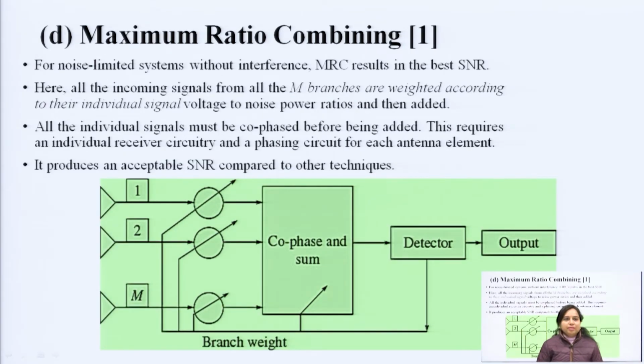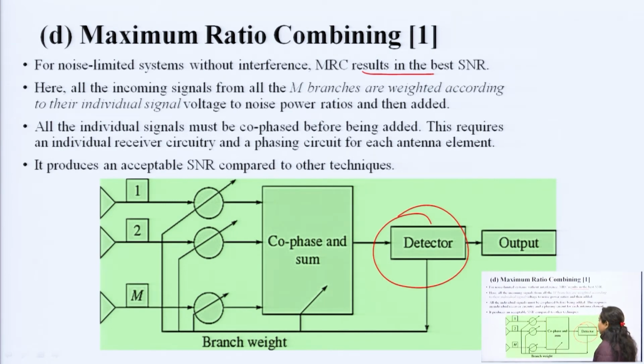Now, the last one is the maximum ratio combining. This is for noise limited systems without interference. MRC results in the best signal to noise ratio. Now, you can see the difference between this diagram and the previous one. Here a detector is connected, which is missing in the equal gain combining technique, where all the gains have the same value.